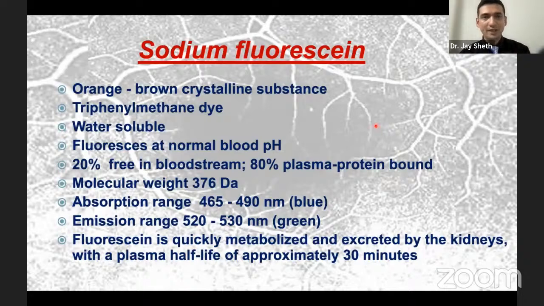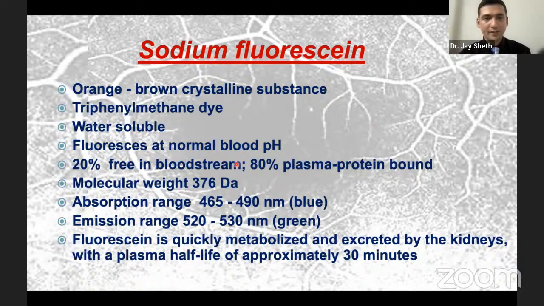Now we look at certain properties of the sodium fluorescein that is injected in these patients. Sodium fluorescein is an orange-red colored crystalline substance, also known as triphenylmethane dye. It is a water-soluble dye which fluoresces at our normal blood pH of 7.2. 80% of this dye is bound to plasma protein and 20% is freely mobile in our blood. That is why we see a lot of extravasation from the choroidal circulation, that is the choriocapillaries, which are very fenestrated capillaries.